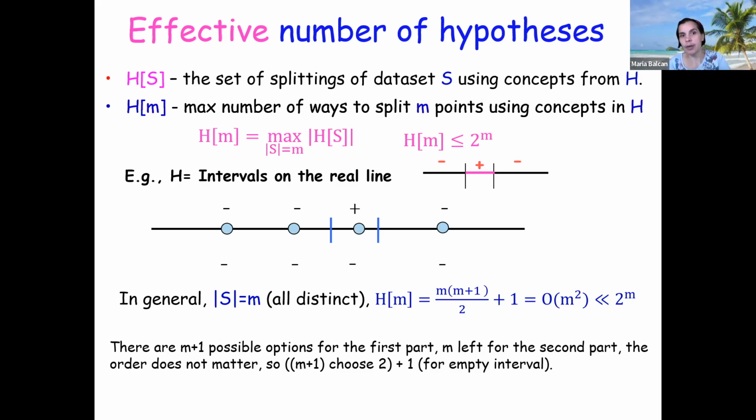Hopefully this shows that maybe a relevant notion of complexity should really be this shattering coefficient, which is the maximum number of ways of labeling points using concepts from our concept space. Maybe this would be a more relevant notion of complexity as opposed to the size of H, which in this case would be infinite.